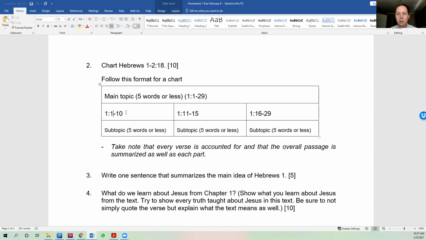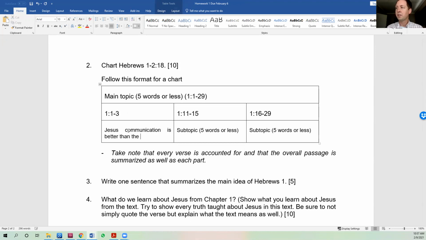As you read through, you see verses 1 to 3 is all about Jesus speaking and the prophets. So it's about hearing from God. We might put 1 to 3 is about, and then the topic is Jesus' communication is better than the prophets.